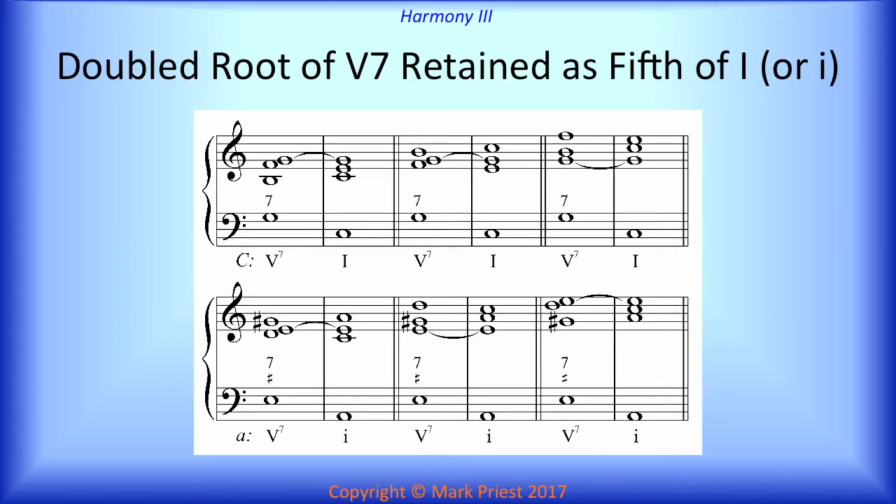Observe that the doubling of the 5/7 chord root is retained in an upper voice into the tonic triad, becoming the fifth of the latter. The doubled root of the seventh chord seems to prepare the fifth of the tonic triad, except that the fifth is not a dissonant interval and requires no such preparation.